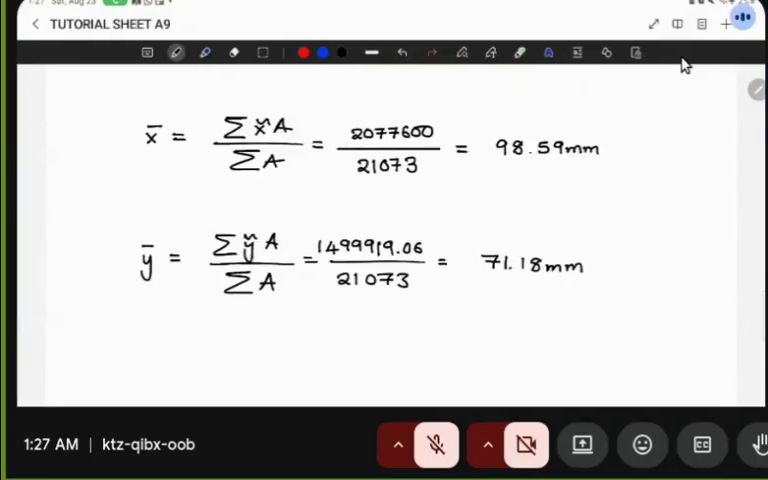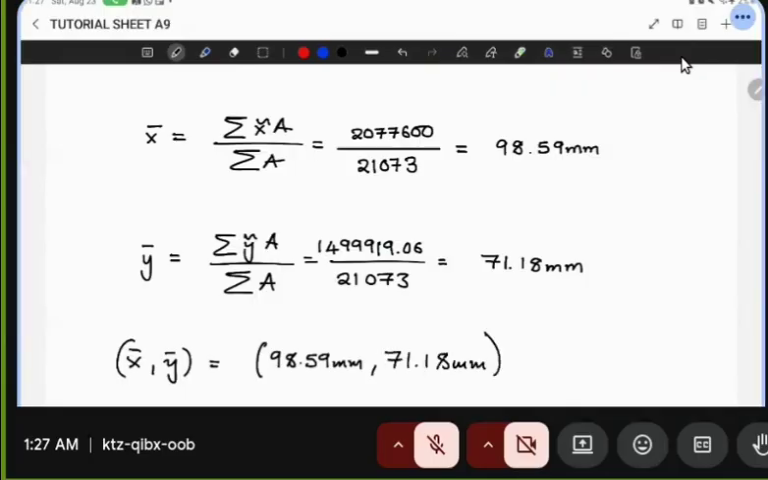So we're done. The coordinates of the centroid will be equal to 98.59 millimeters, 71.18 millimeters. So those become the coordinates.